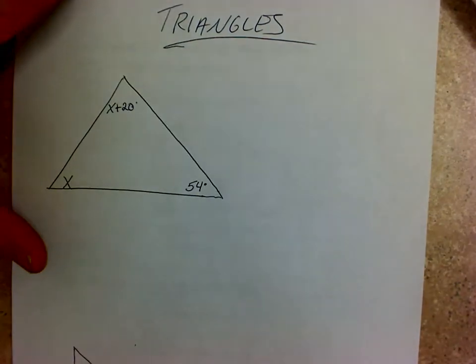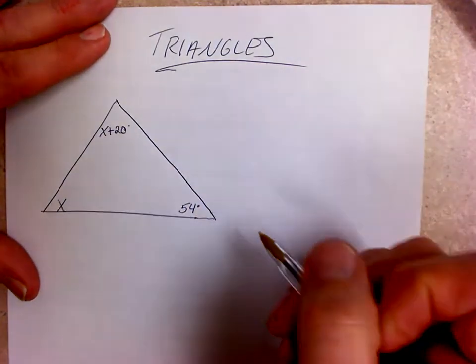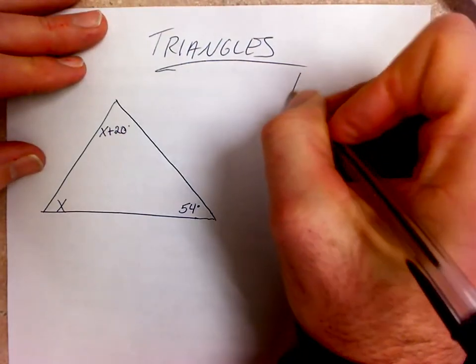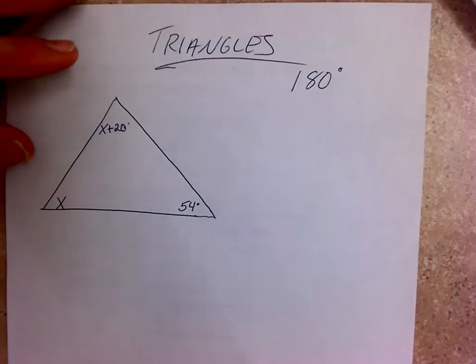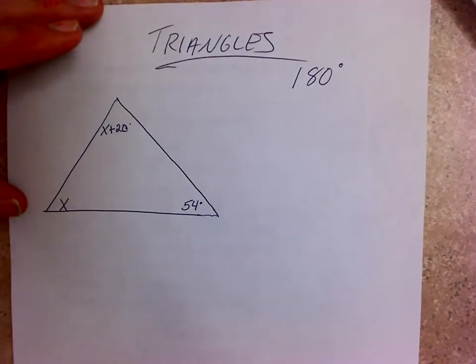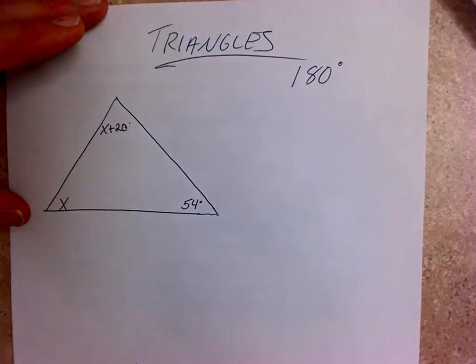Okay, so for tonight, we're covering two of our big rules for triangles. The first set of problems we're going to deal with tonight is that triangles have to add up to, all three angles have to add up to 180 degrees.